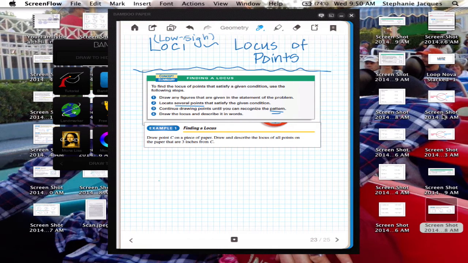For about the past week and a half, we've been working with circles, and now we're going to look at loci, or locus of points. So they mean the same thing, the loci and the locus. Loci is just plural, and locus is singular.